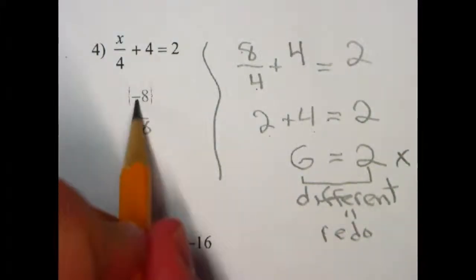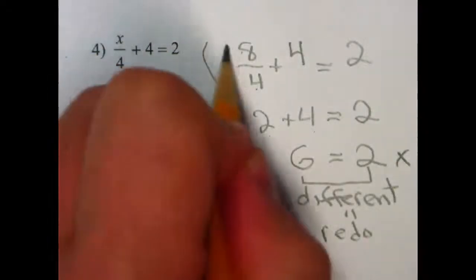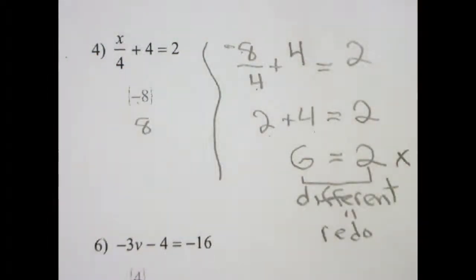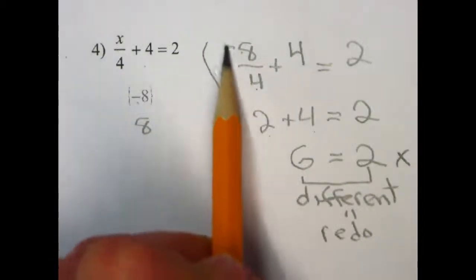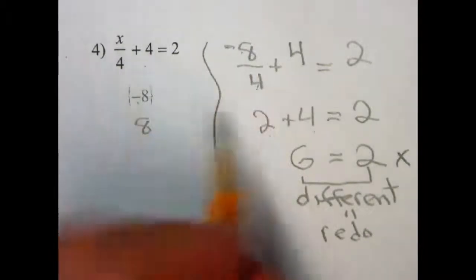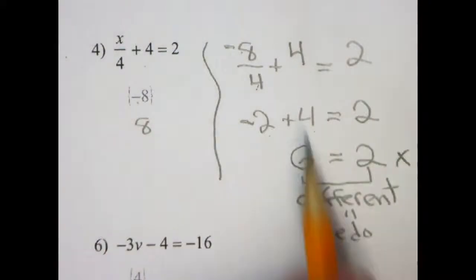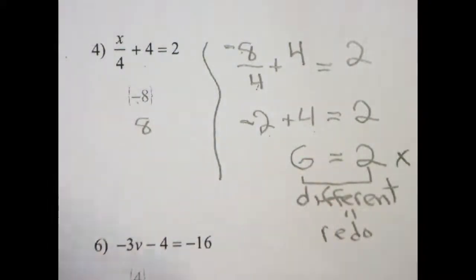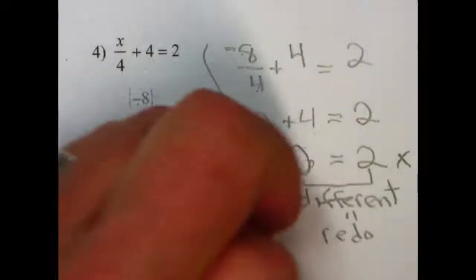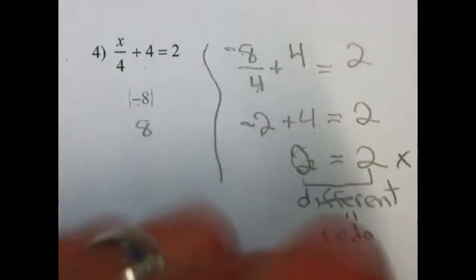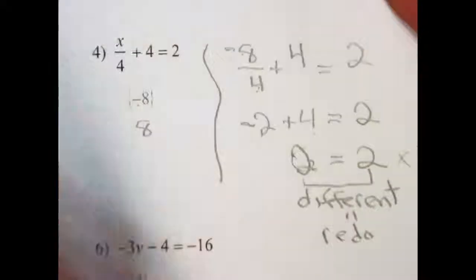So if you plug in -8, oh, I forgot a negative. You don't erase it, right? You just go back and try to find out if you can see your mistake. Oh, it's supposed to be negative on my work. So that's going to be negative. -8 divided by 4 is -2. Okay, and now 4 minus 2 is positive 2. Okay, now they match. And I'm good to go.